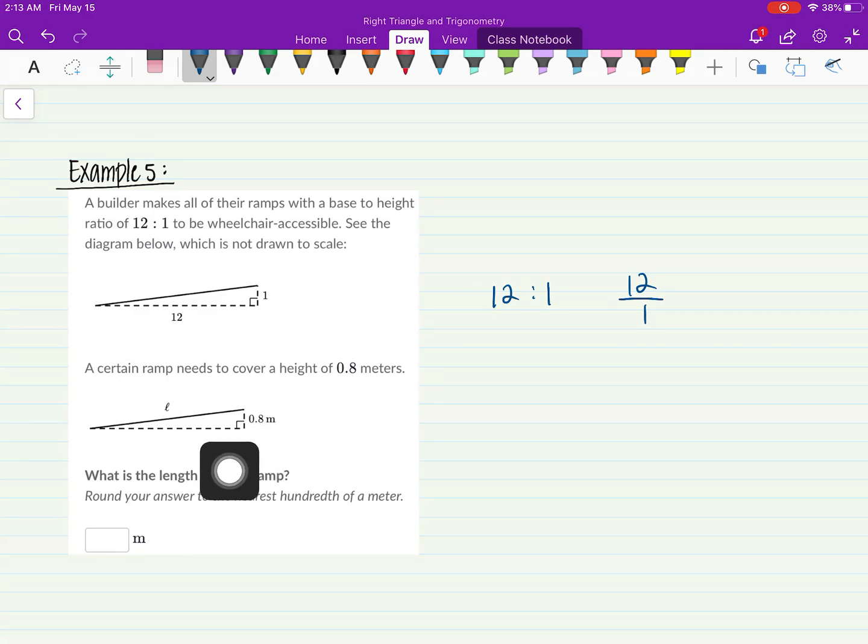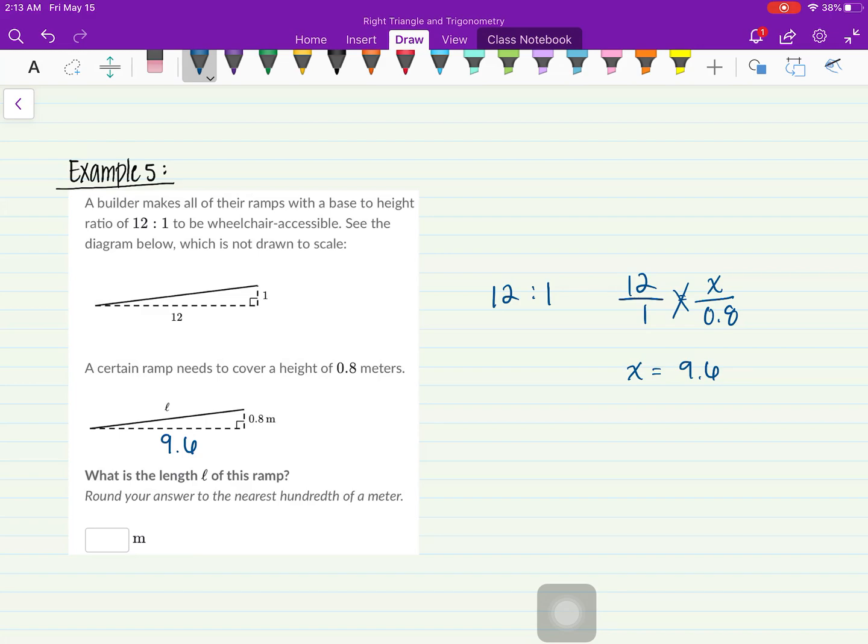And in this case, if we compare it to the second triangle here, our height is represented with the 1. So then we want to find our base. I'll put that as x. And my height is 0.8. So from here, we're going to cross multiply to find our base. So x equals 9.6. So our base is going to be 9.6.